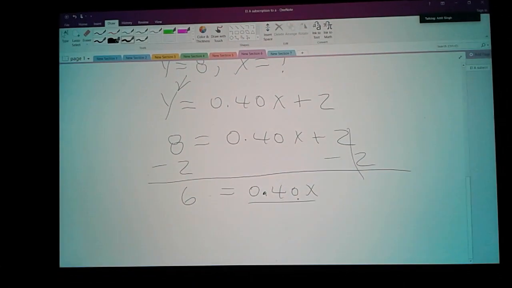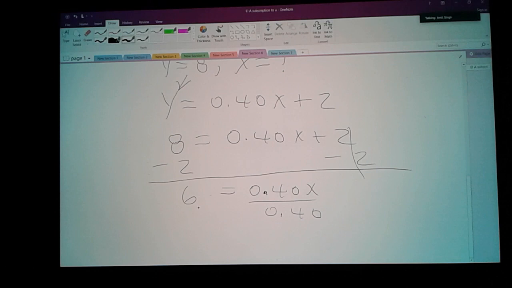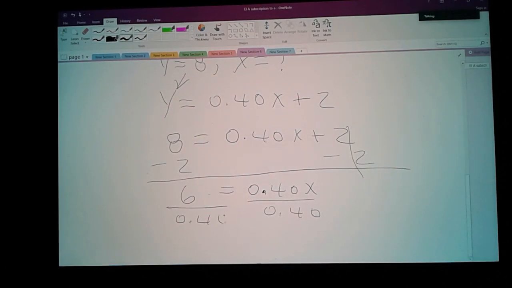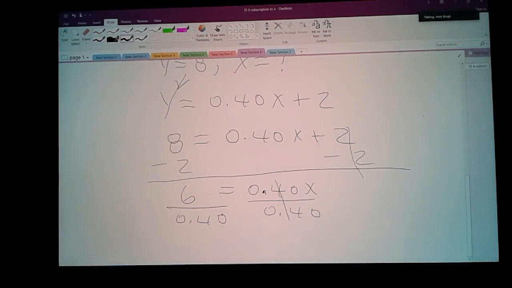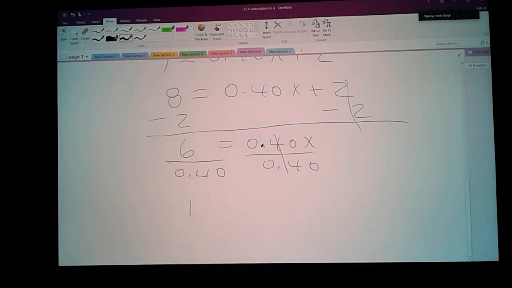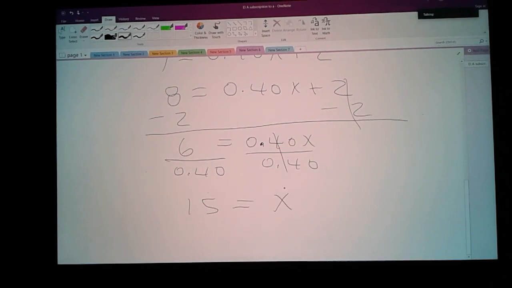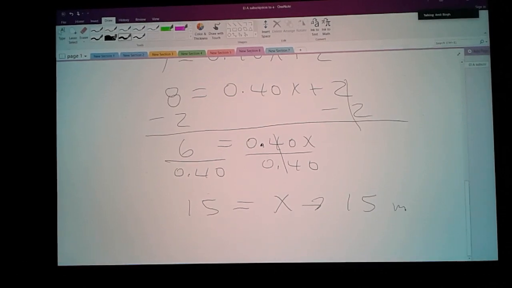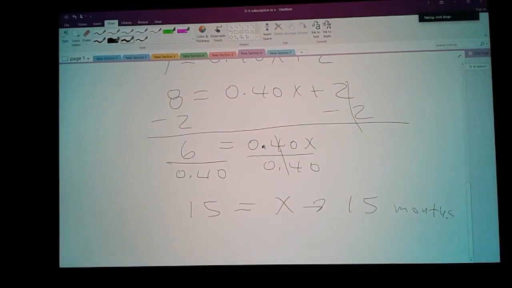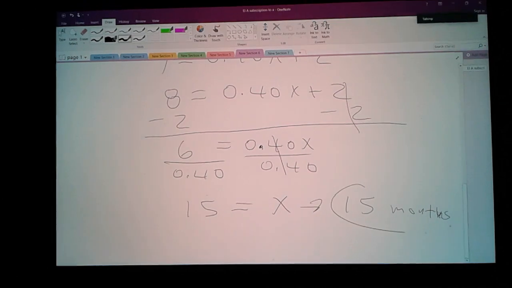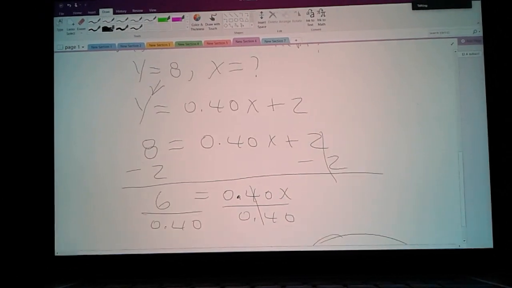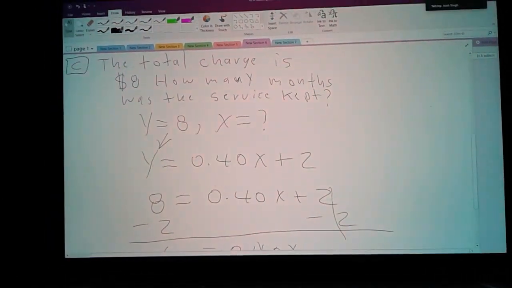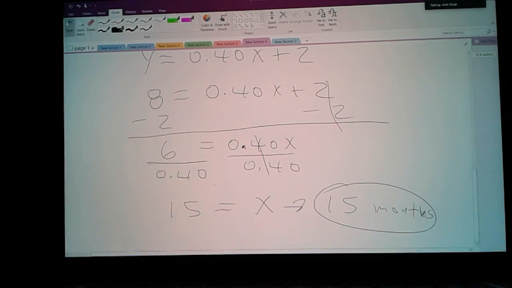So if I divide both sides by 0.4, I'm going to get my answer. So 6 divided by 0.4 is going to come out to exactly 15. So 15 months of service. Then you pay $8. That's the answer. How many months? 15 months.